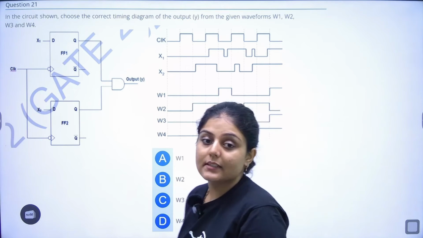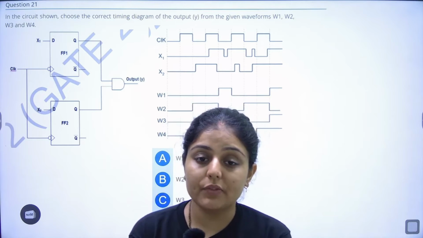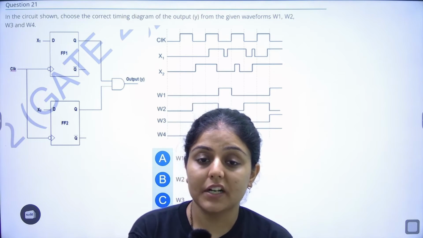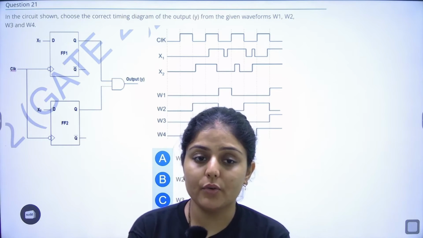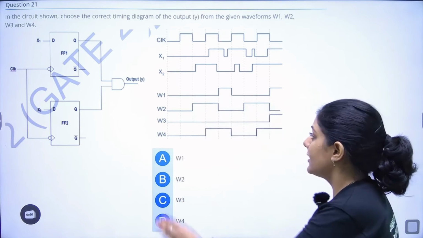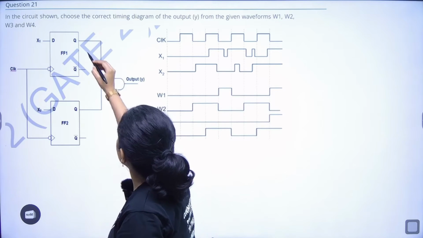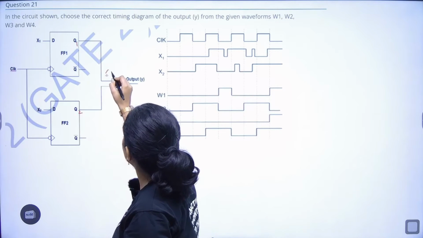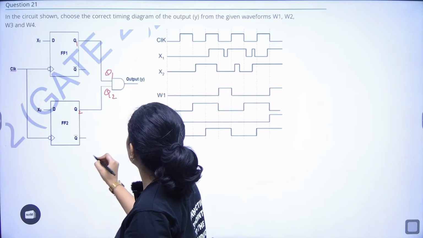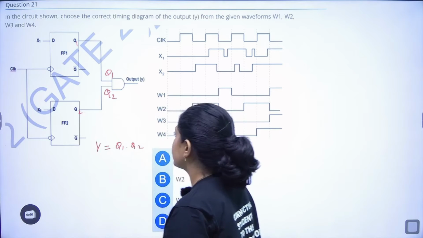Okay, the next question says that in the circuit shown, choose the correct timing diagram of the output Y from the given circuit waveforms W1, W2, W3, W4. Which one of the following is the correct timing diagram? So this is a D flip-flop, this is a D flip-flop, and the outputs are, suppose, Q1 and Q2. So output Y is Q1 AND Q2.